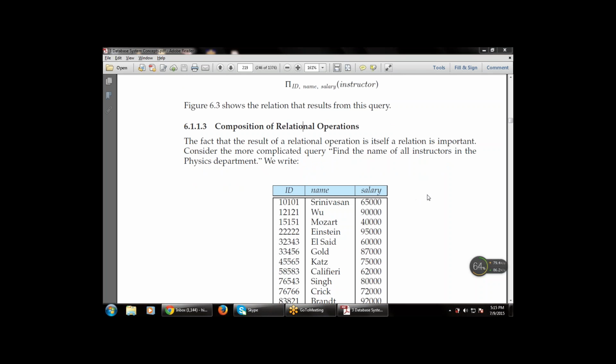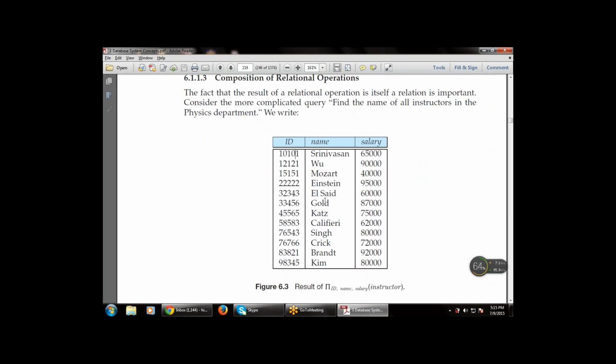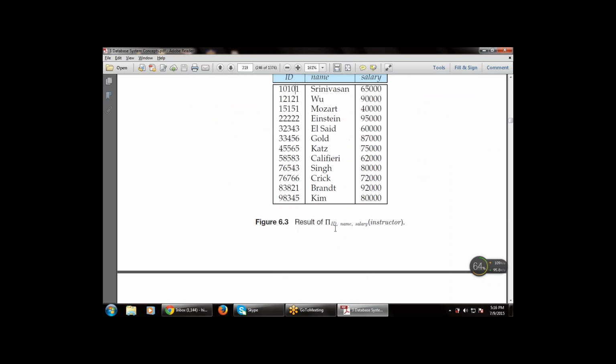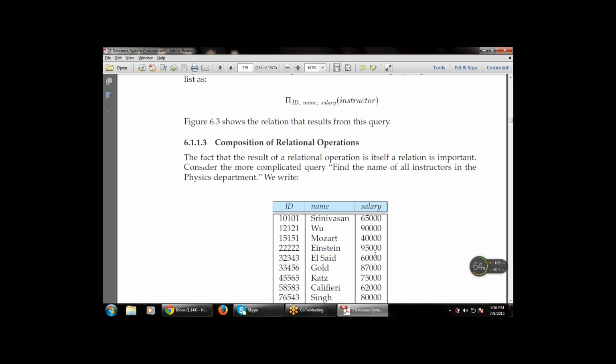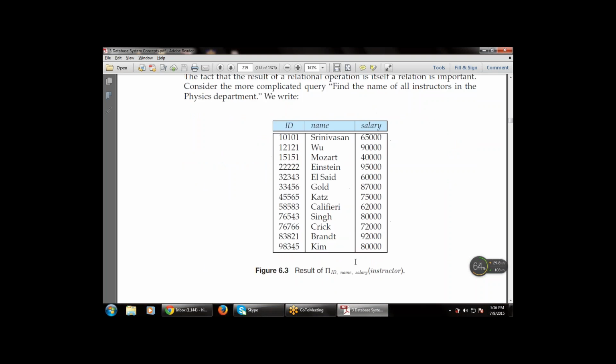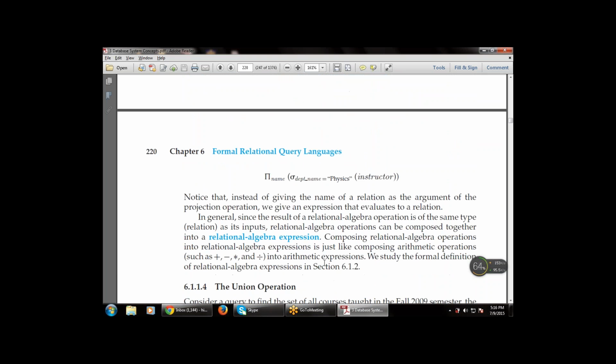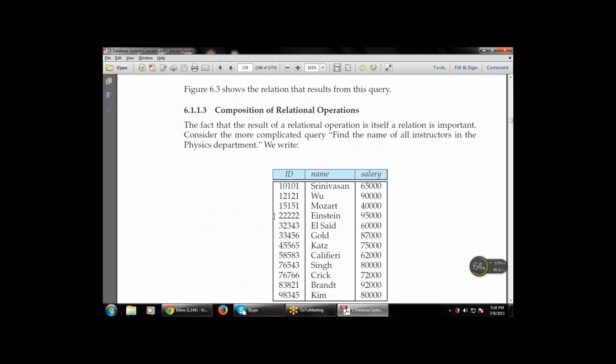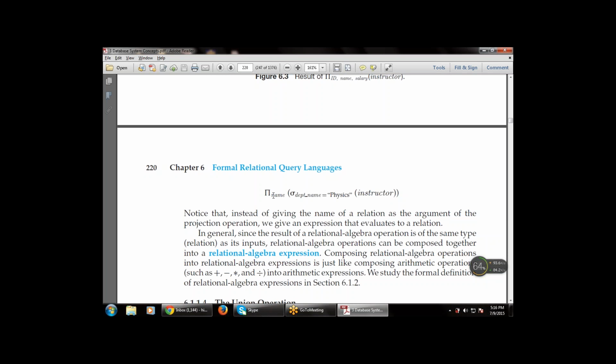Consider a more complicated query: find the names of all the instructors in the physics department. If I want to find the names of all the instructors available in the physics department, we use the ID, name and salary shown here, which is the ID, name and salary of all the instructors. For this query, we use pi name.